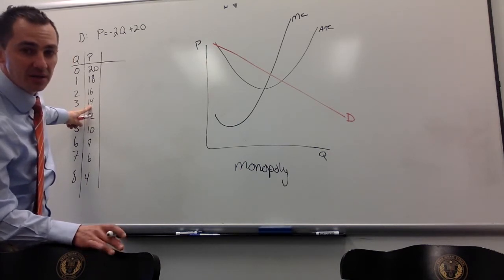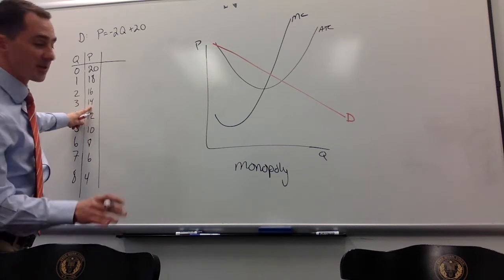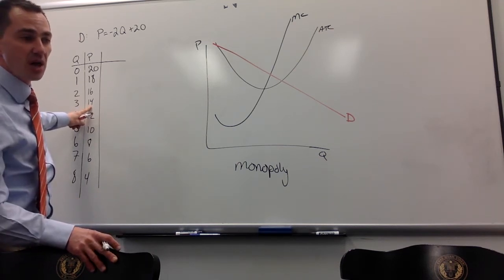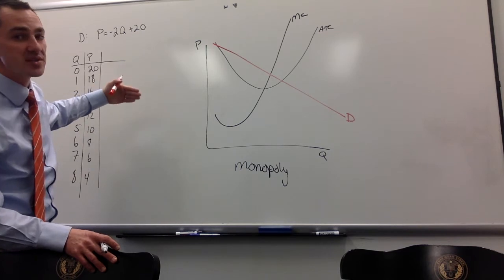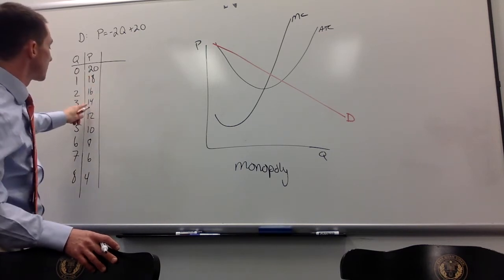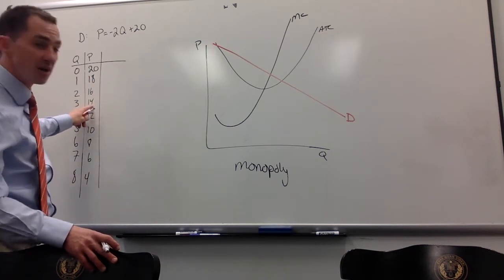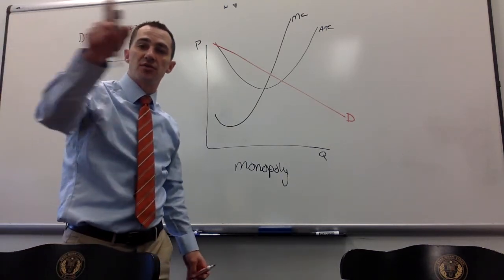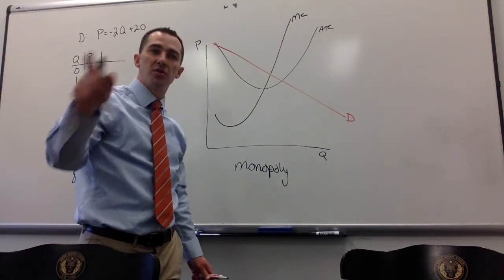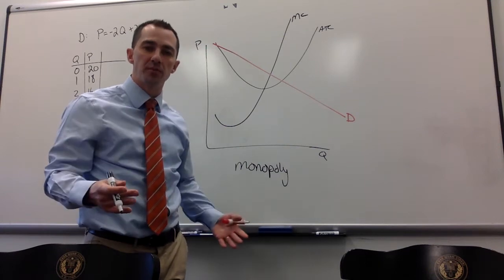That's a big concept for monopolies and what differentiates it from perfect competition where the price was the marginal revenue. Here, the price is not the marginal revenue because I can't just say, well, it's $16 for you, $14 for you, and $12 for you. I have to set one price.